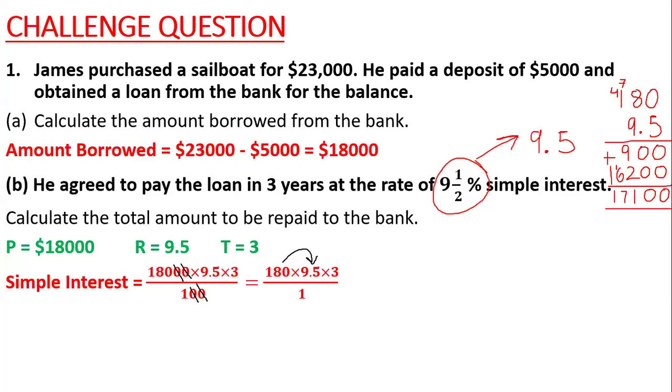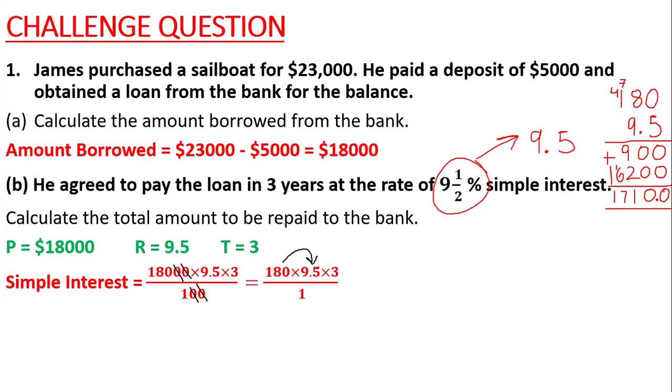So our answer is 17,100, right? No, sir. You're forgetting the decimal point. Bring down the decimal. There's only one number behind the decimal point. So I'm only going to put the decimal point one place behind one of the zeros.